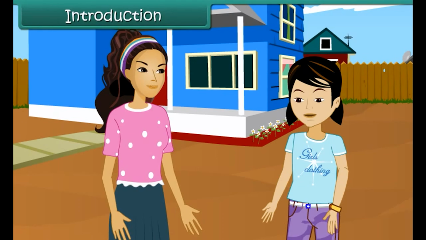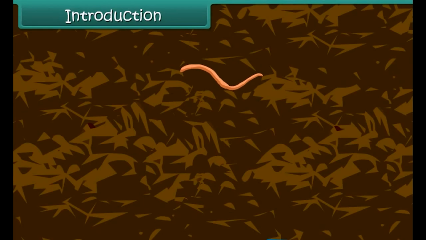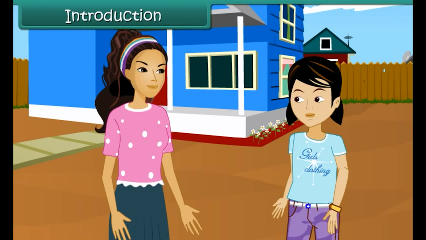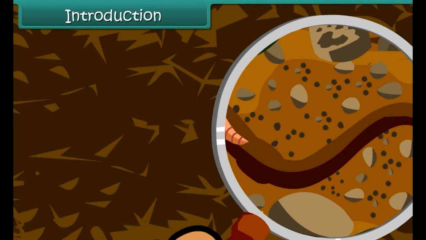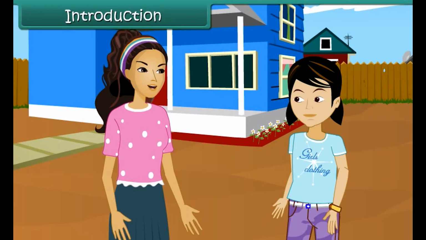Tina, look, the earthworm is creeping over the soil. Yeah, these earthworms come out of the soil after the rain. You mean to say that these earthworms live in soil? Yes, Simran, soil is a home for many living organisms. It has many nutrients also. It also has the capacity to hold air and water. Wow, that's so interesting. I want to know more about it.